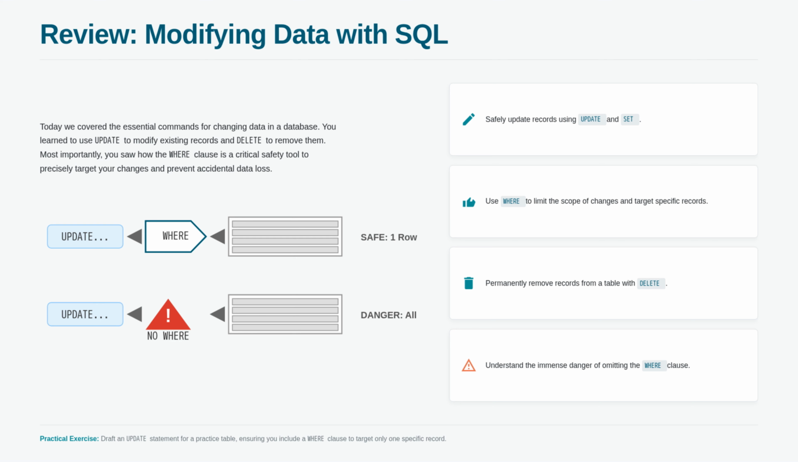Let's quickly review what we've accomplished today. You now know how to safely update records with the update statement, and you understand how to use a where clause to precisely target those updates. You can also permanently remove records with delete. And, most critically, you understand the immense danger of omitting that where clause.